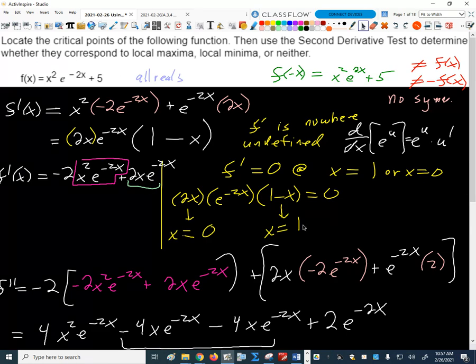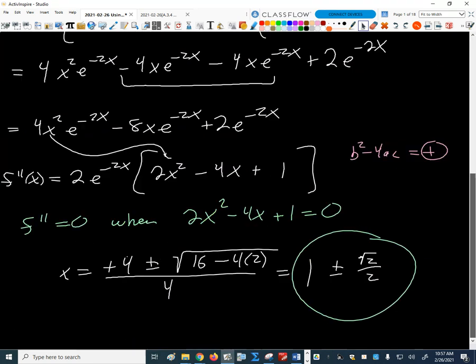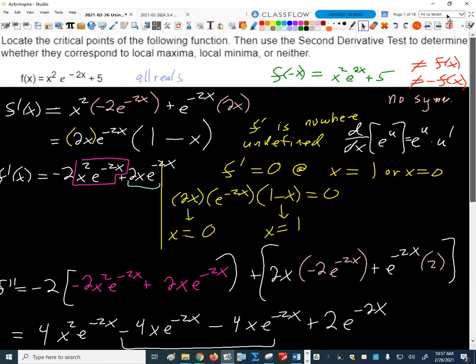Okay, real quick, our critical numbers. You guys just remember, somebody write these down. So the first derivative, they were 0 and 1. And for the second derivative, it was 1 plus or minus the square root of 2 over 2. So write those down. I'm going to go to the next page, and I'm going to need those. And our domain, we decided, remember, was all reals.